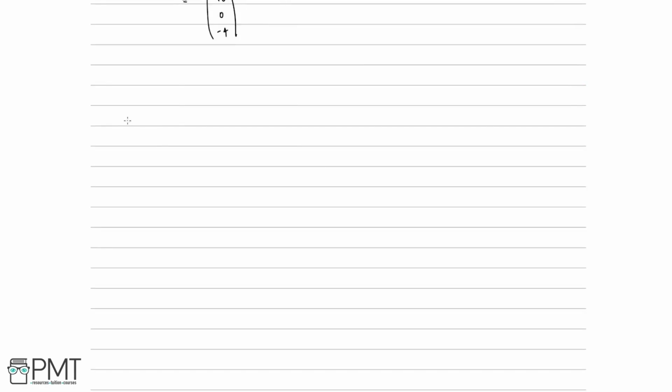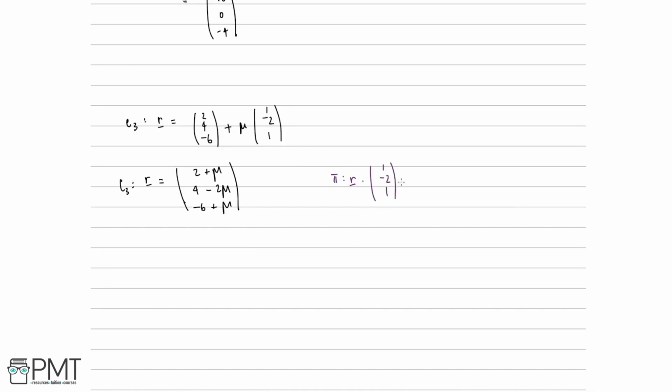So once again, we can rewrite L3 as r equals (2, 4, -6) plus mu multiplied by (1, -2, 1). So once again, we can rewrite this in a more compact version. So we have r equals (2 + mu, 4 - 2mu, -6 + mu) for our line L3. And once again, our equation for the plane pi will be r dotted with (1, -2, 1) is equal to 6.